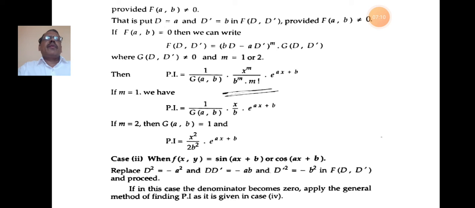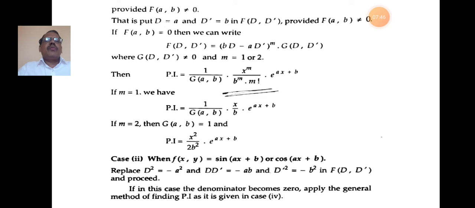Suppose f of (a, b) is equal to 0, then we write f of (D, D') as (bD - aD')^m into g of (D, D'). Then PI is equal to 1 by g of (a, b) into x^m divided by b^m into m factorial, into e to the power of (ax + by). For example, if m is equal to 1, then PI is equal to 1 by g of (a, b) into x by b into e to the power of (ax + by).